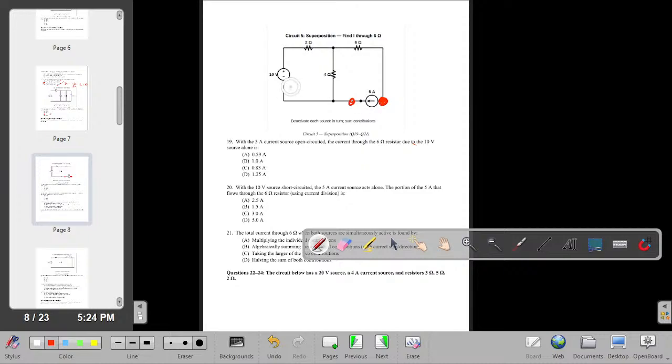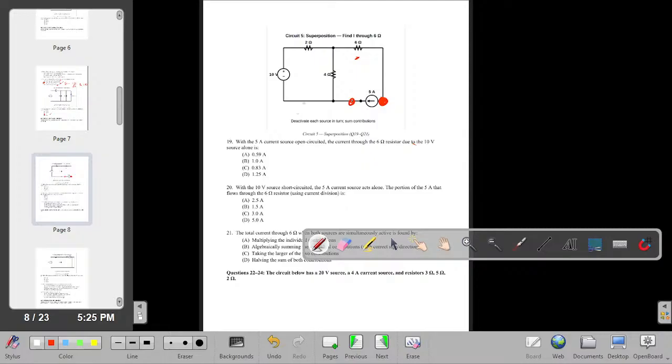This is my voltage source. I will need to find the current. He said, find the current through the 6 ohm resistor. This is my 6 ohm. That is due to the 10-volt source alone.